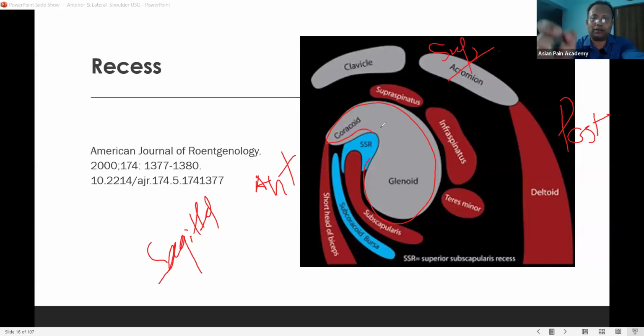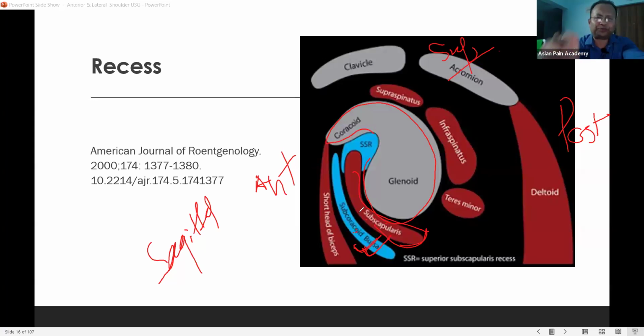that is the subcoracoid bursa under the coracoid process. So here you can see under the coracoid process, this blue is the subcoracoid bursa. But under the subcoracoid bursa there is one muscle, that is the subscapularis muscle. So you can understand this subcoracoid bursa is above subscapularis, not below subscapularis. So this is very important, later we will understand. So this is above subscapularis, that is one bursa, called the subcoracoid bursa.